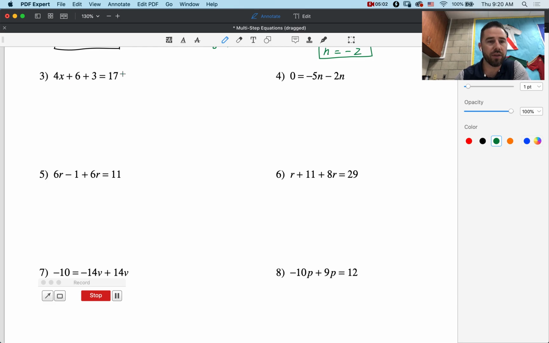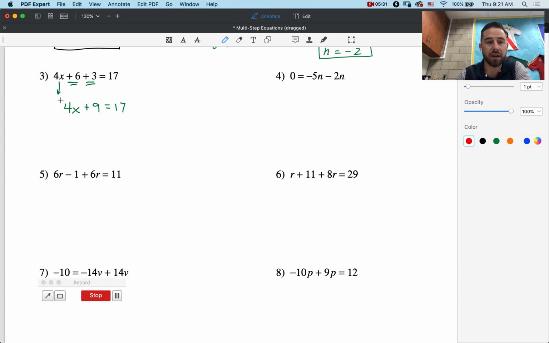First thing you need to do, and we'll get there in the future, is ask yourself, is there anything for me to distribute? No. Okay, the next thing you look for is combining like terms. Do I have any like terms that I can combine? And you say, oh yeah, I've got 6 and I've got 3. Let's rewrite this. This guy's coming straight down. 4x. What's 6 and 3? It's positive 9 equals 17.